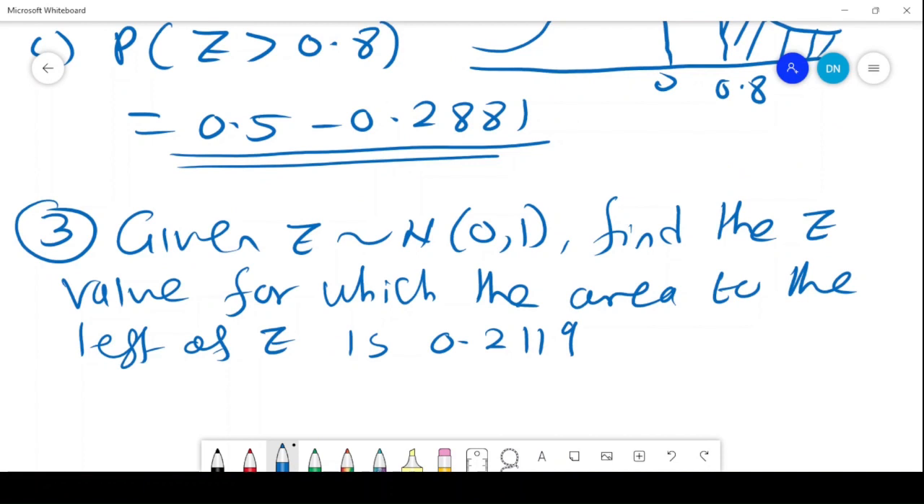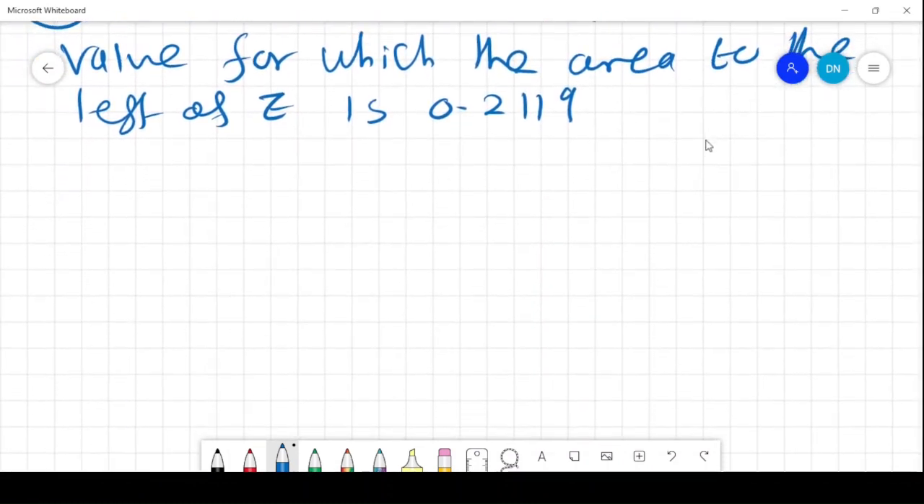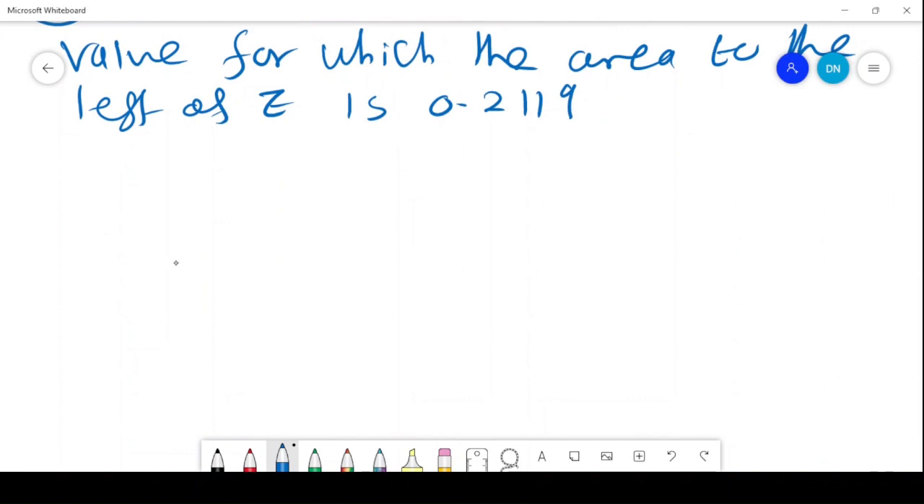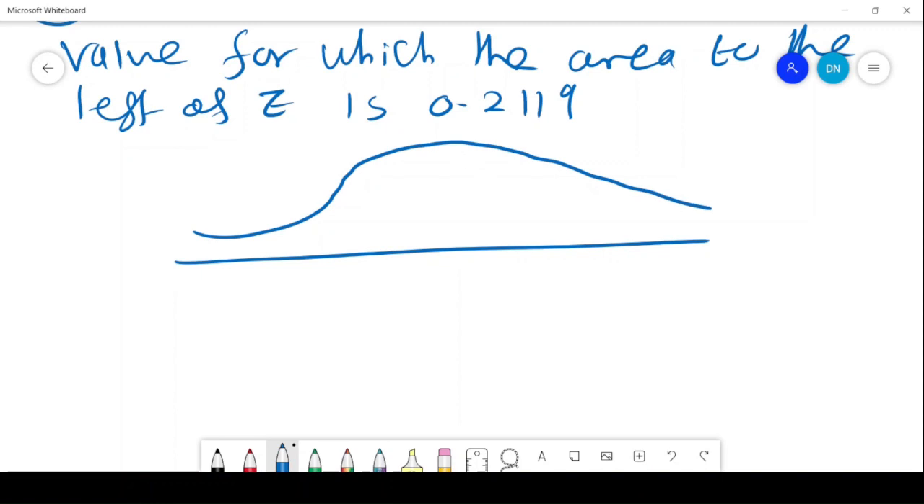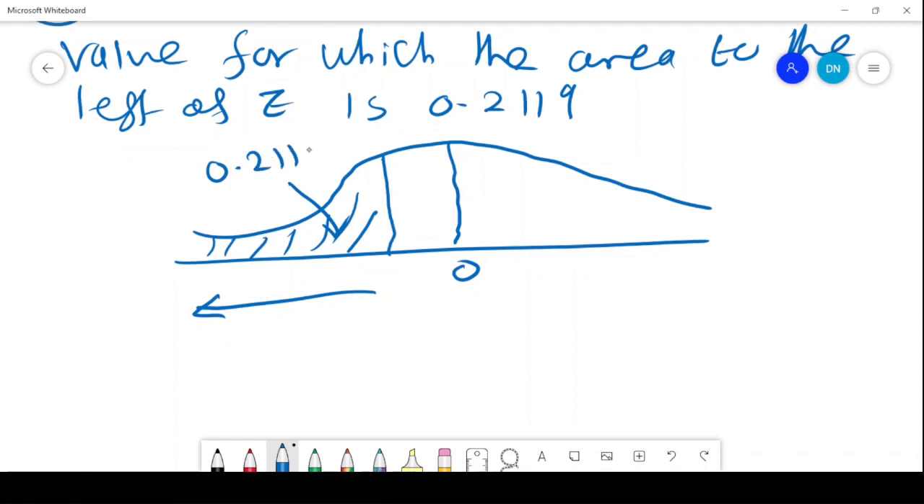So our third example, given z to be a standard normal, find the z value for which the area to the left of z is 0.2119. So the first thing we want to do is we want to make a sketch, and what we know is that area is on the left, is this side. So the area I'm interested in should be this. It should be 0.2119. Now if I go to the tables, I should be able to get this.